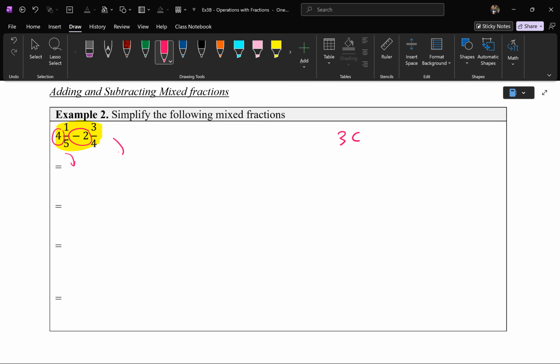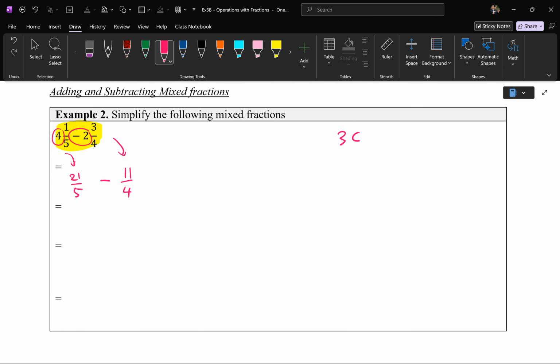Convert them into improper. So this one I'll do 5 times 4 is 20. 20 plus 1 is 21 on 5. Take away 4 times 2 is 8. 8 plus 3, 11 on 4. And then now you work this one out like you normally would. If you do it that way in exercise 3C, you won't make a mistake. But if you do the shortcut, it works for exercise 3B. It won't work for exercise 3C.